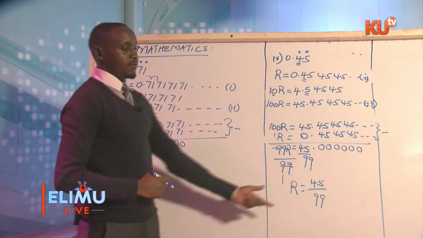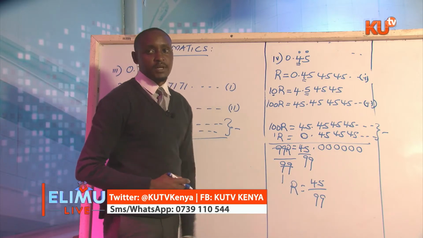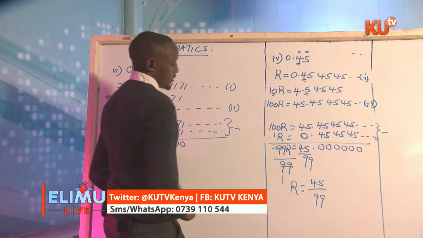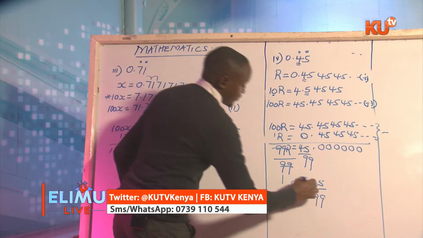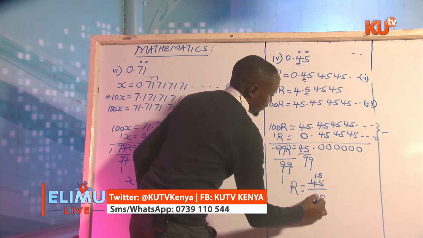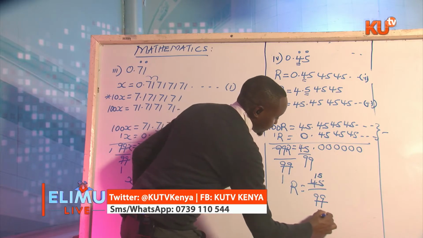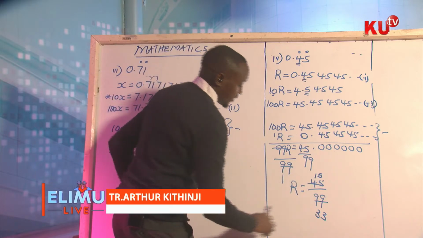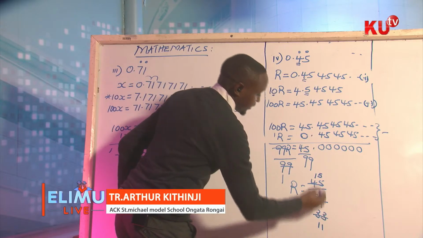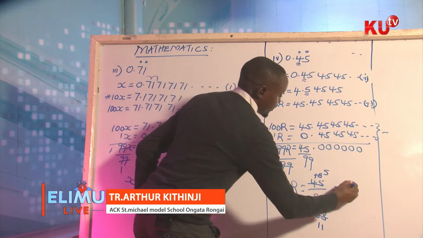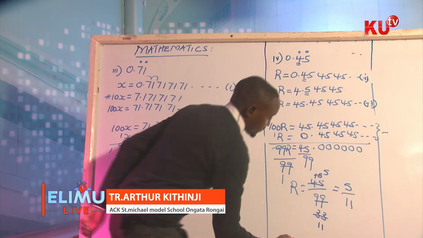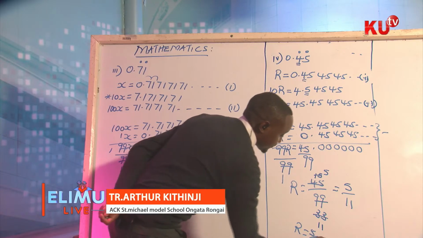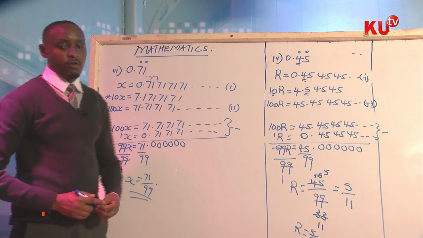But again, we said fractions should always be in the simplest form. Both of these are divisible by 3. 45 divided by 3 is 15, and 99 divided by 3 is 33. Again, 15 and 33 are divisible by 3. So 33 divided by 3 is 11, and 15 divided by 3 is 5. That means our fraction in the simplest form is 5 over 11. So r is equal to 5 over 11.